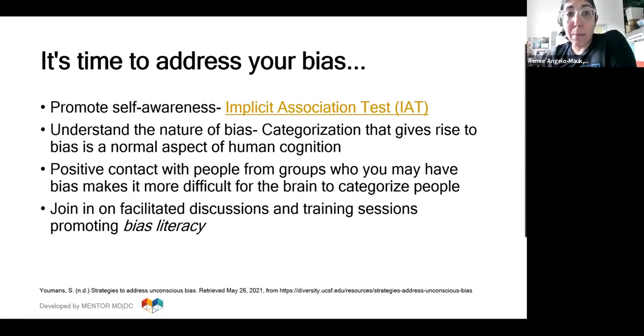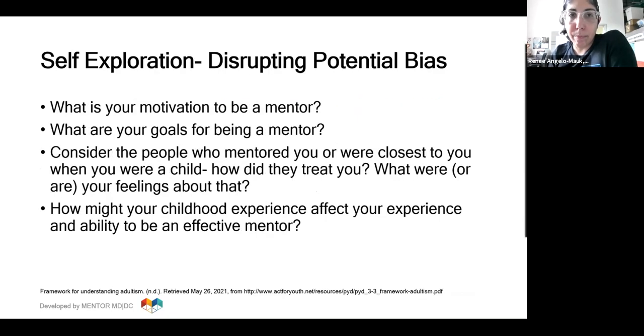And there's a little bit more in depth in the facilitation guide than what's just on this slide. So definitely be sure to read all the way through that and get familiar with it while you're communicating it. And again, self-exploration is really the most important thing as far as disrupting potential bias. So these questions are an opportunity to get mentors talking about it and, again, to disrupt.